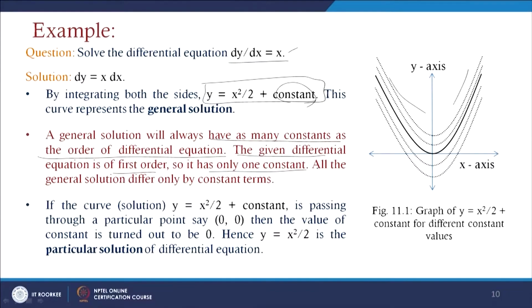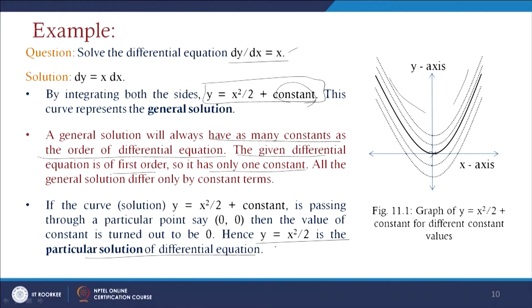And if the curve of the solution y equals x square by 2 plus constant is passing through a particular point, suppose 0, 0 here, then the value of the constant turns out to be 0. Whatever constant value has been provided, the curve shifts accordingly along the axis. Hence, y equals x square by 2 is the particular solution of the differential equation.